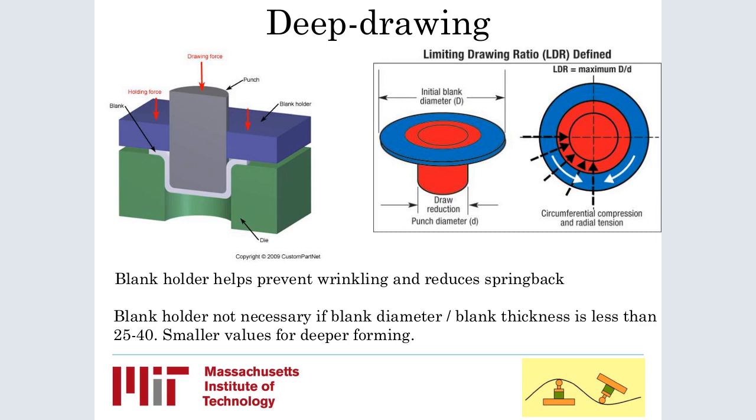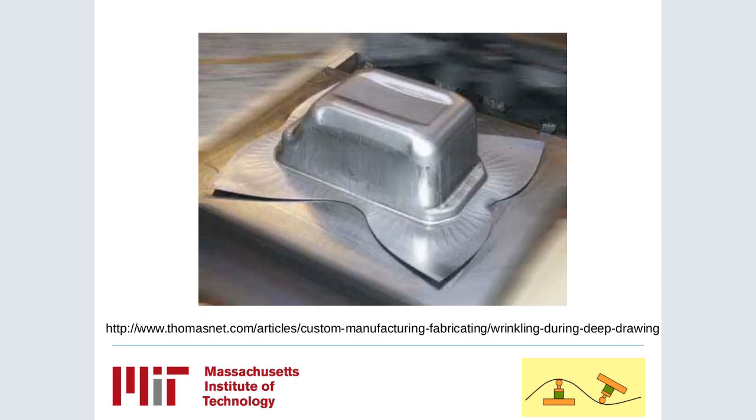Deep drawing: you can now see the deep drawing, that is, the blank holder is there, and the limiting drawing ratio, the LDR, is defined as the maximum D over the diameter. Maximum distance, that is the big diameter D over the small diameter, that is the drawing reduction.